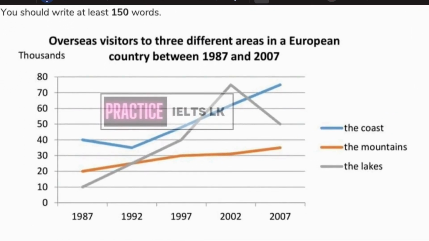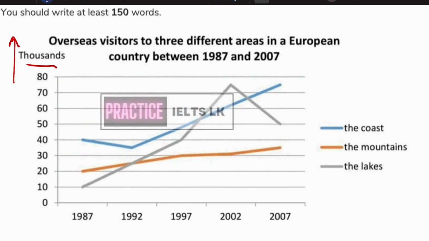When it comes to this graph, I will zoom in. Here you can see three lines, and first of all try to observe the variations or the patterns. Here you can clearly see the timeline, and the y-axis is in thousands. You need to keep that in mind when you are writing your body paragraphs. Whatever the value, it should be in thousands, right? Then, this line graph is about overseas visitors to three different areas.